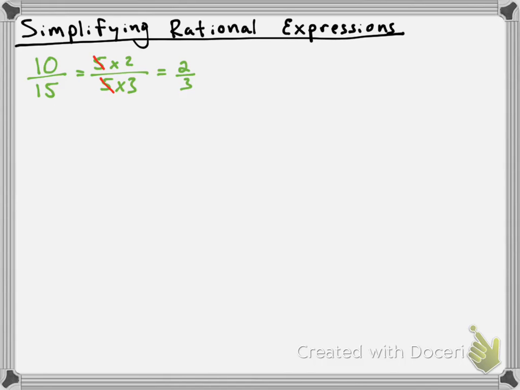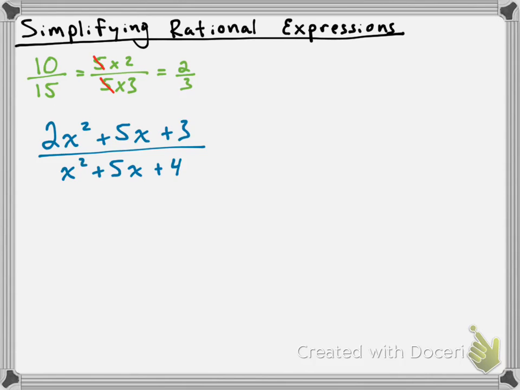So let's take a look at what a rational expression even is first. So this is going to be a rational expression: 2x squared plus 5x plus 3 over x squared plus 5x plus 4. It's a rational expression because what we're doing here is we're taking two polynomials. So 2x squared plus 5x plus 3, that's a polynomial. And x squared plus 5x plus 4, that's another polynomial. And we're basically putting them into a fraction. So one of them is our numerator, one of them is our denominator. So now we're dealing with fractions but with polynomials.